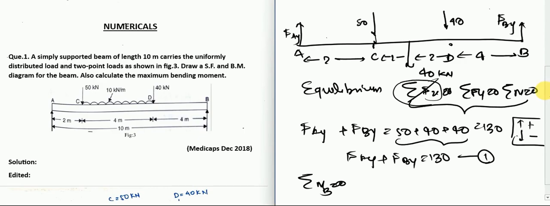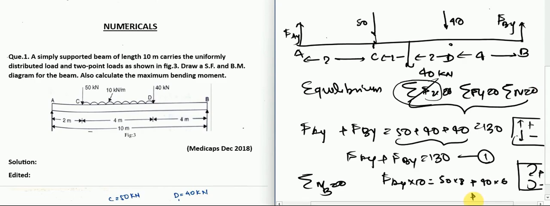So let us find the moment about B. There will be Fay into the total length, which is 10. So Fay into 10 in the clockwise direction. Again, we will take clockwise as positive and anti-clockwise as negative. Again, you can reverse this, it won't affect the solution. So Fay into 10 in the clockwise, which I have taken as positive, will be equal to 50 into 4 plus 2 plus 2, which will be 8. So 50 into 8 plus 40 into 6, which is because of the UDL, and 40 into 4. As you solve this, this is 10, this is not 50.